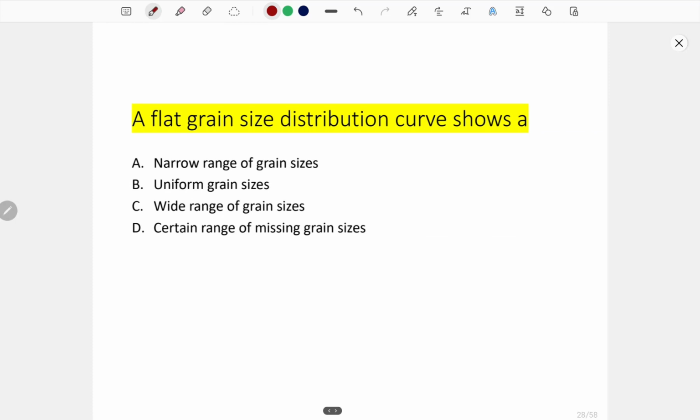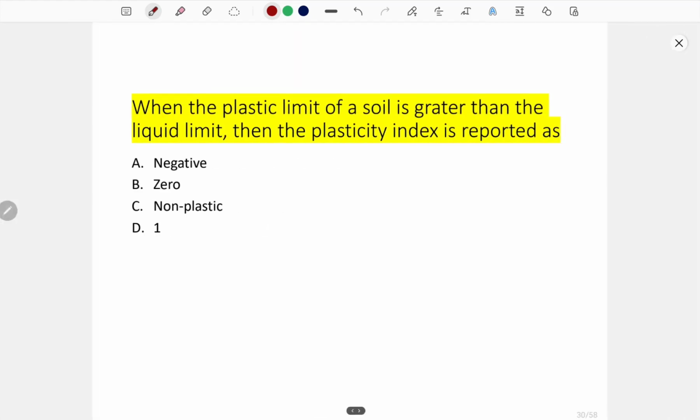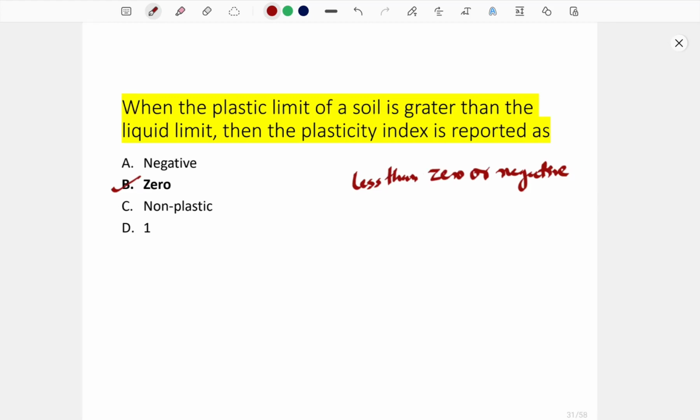Then a flat grain size distribution curve shows a wide range of grain sizes. Okay. When the plastic limit of the soil is greater than the liquid limit, then the plasticity index is reported as 0. We know that the plasticity index will not be less than 0 or negative. Okay, so based on that, if you deduct these two values, you will get a negative value, and that will not be negative in any case, so we are considering it as 0.